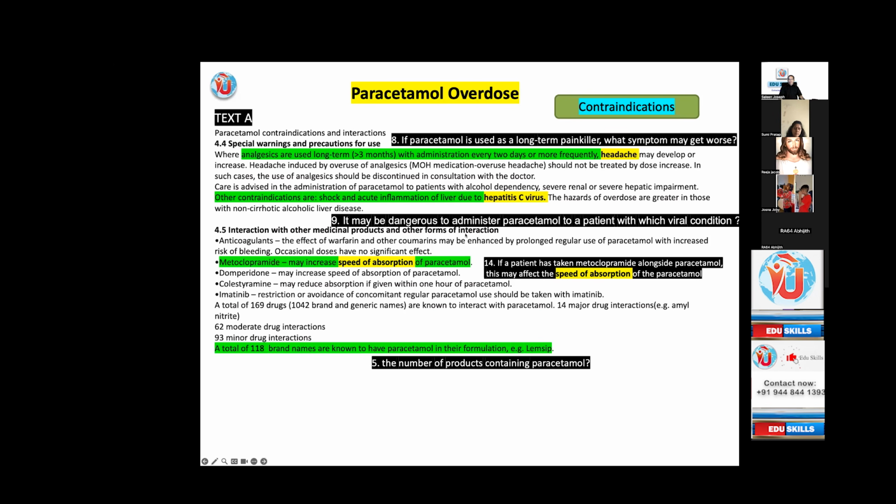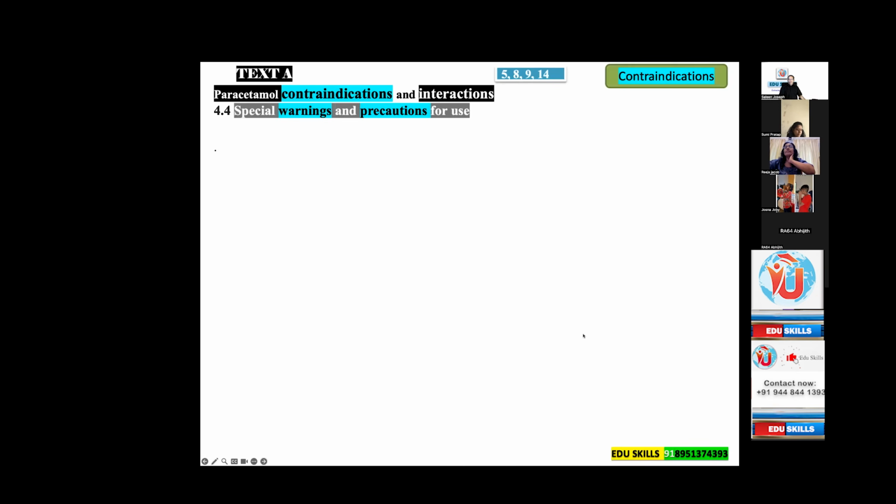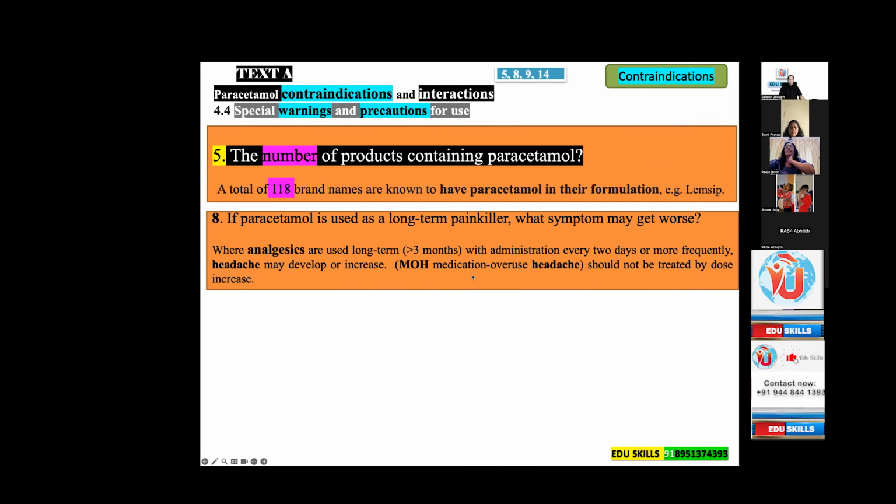Alongside paracetamol, the subheading says interaction with other medical products along with paracetamol. Means paracetamol with other medical products. The number of products containing paracetamol. A total of 118 brand names are known to have paracetamol in their formulation. Number of products containing paracetamol have paracetamol in their formulation. That's what we call synonymous language.